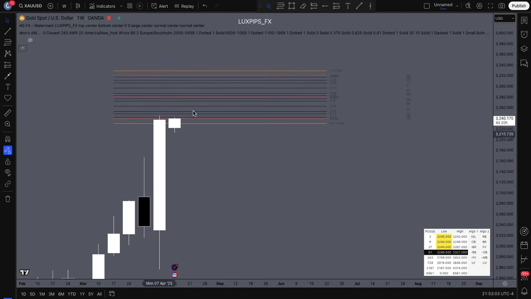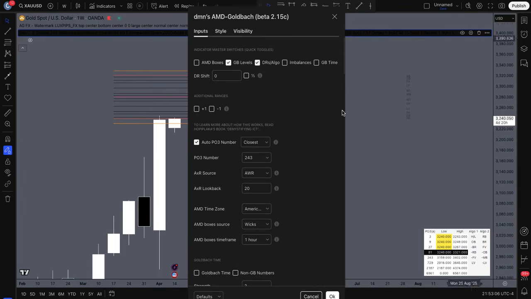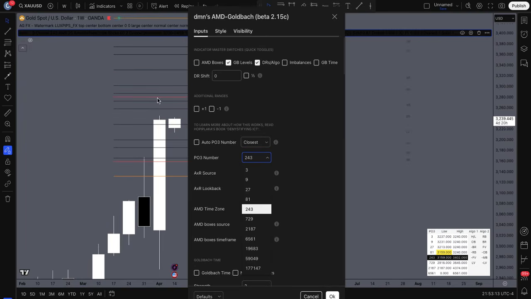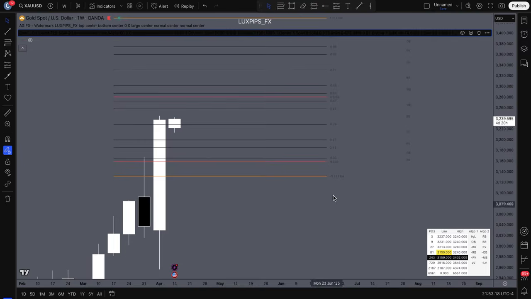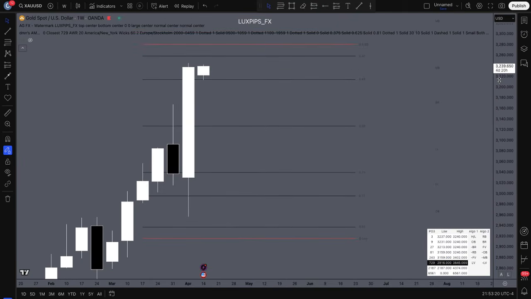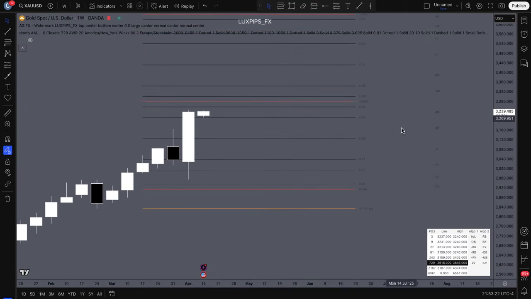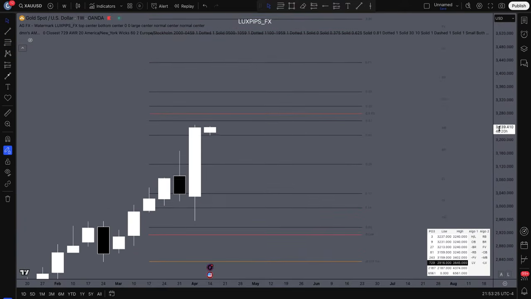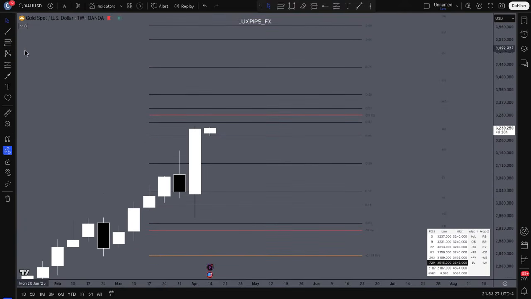So how do you know if the Goldbach PO3 zone that you're using is actually working? As you can see, the 81 on the weekly time frame is too small, right? So let's go to 729. You can see here, and if you have a sharp eye, you can see already an Algo 2 forming. Here's the low, and it goes straight to this breaker zone.